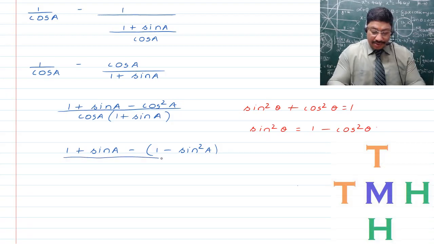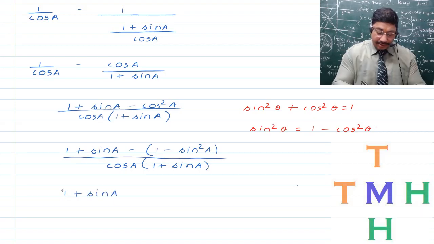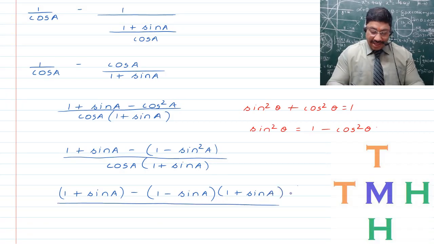Next, we will now have 1 minus sin A times 1 plus sin A written in place of 1 minus sin²A. So we'll have cos A multiplied with 1 plus sin A, and then further we have 1 plus sin A, from which is subtracted. Now we can write it again as (A plus B)(A minus B), that is 1 minus sin A times 1 plus sin A. And in the denominator, children, we have the same entirety, that is cos A multiplied with 1 plus sin A.